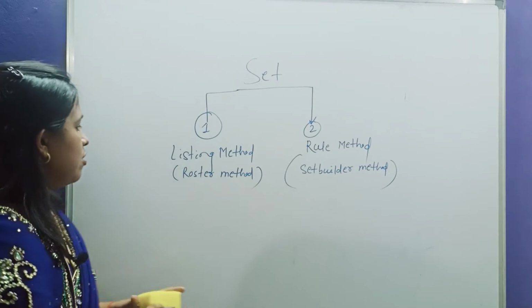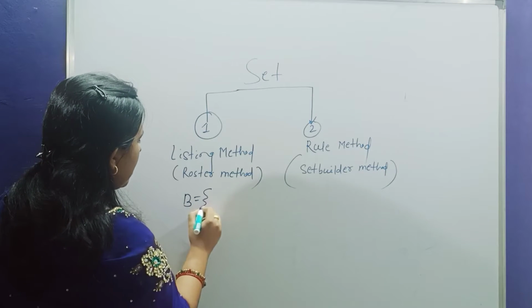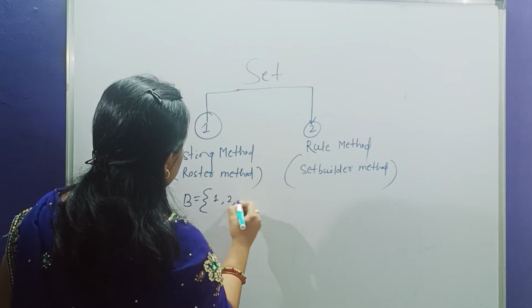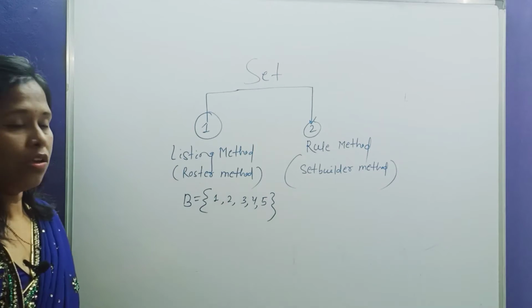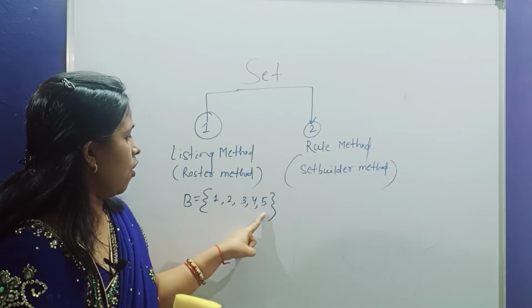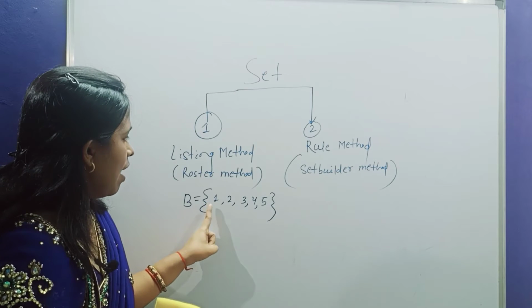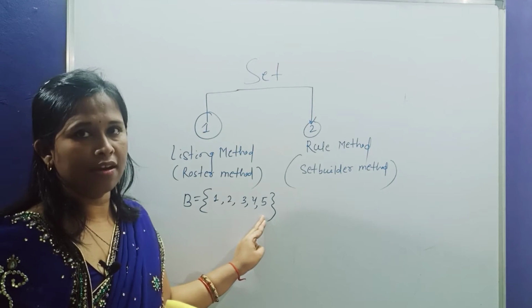the listing method. Suppose I am writing a set B having elements 1, 2, 3, 4, 5. So in this set all the elements are taken from 1 to 5. We are listing the elements here. The elements are listed here.